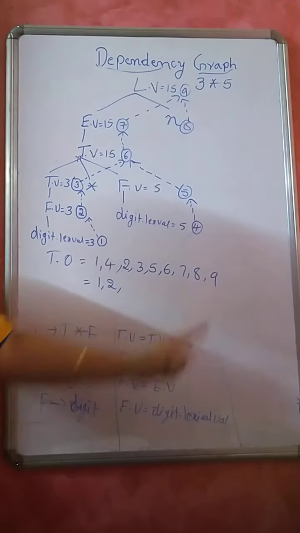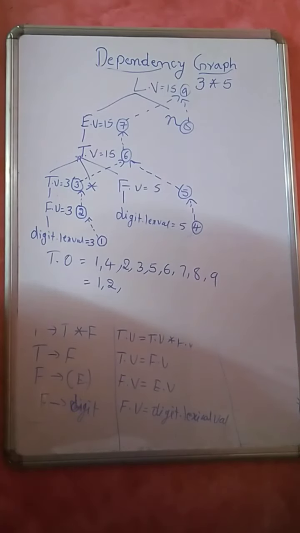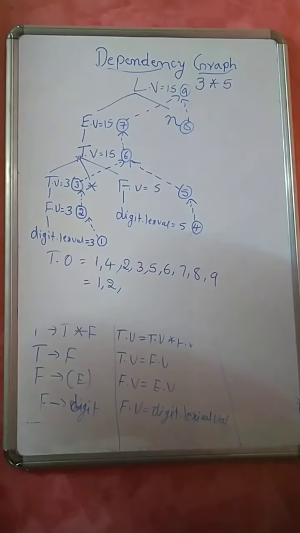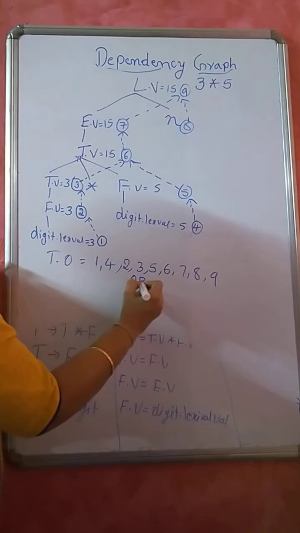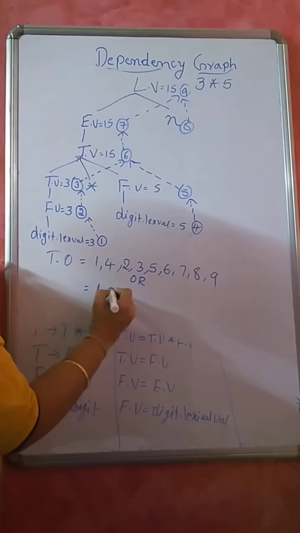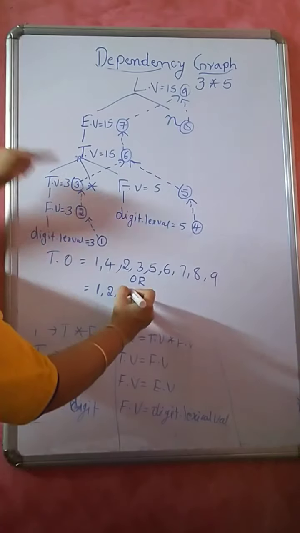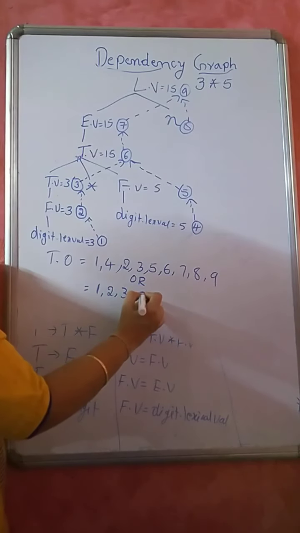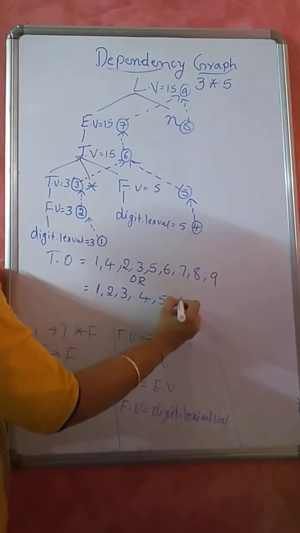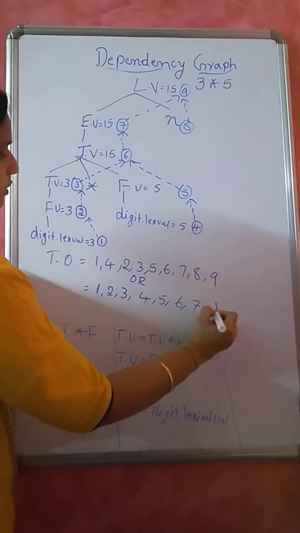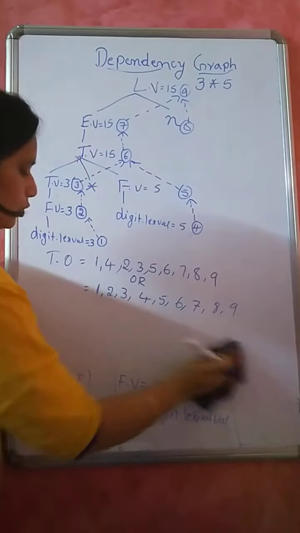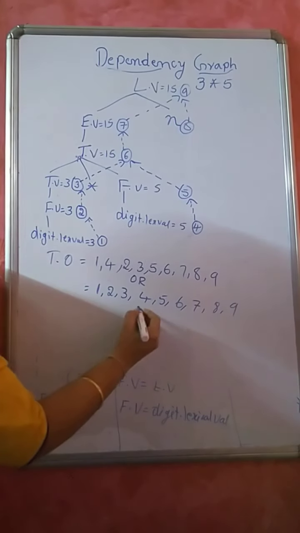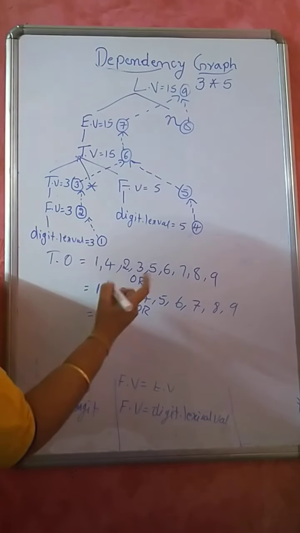So this is the topological ordering. This will give you an order of evaluation, that means which attribute will be evaluated first and which next. This is also correct, or you can write it like this also: 1, then 2, then 3, then 4, then 5, 6, 7, 8, 9. This is also correct. One more I will write, of nodes whose in-degree is 0.